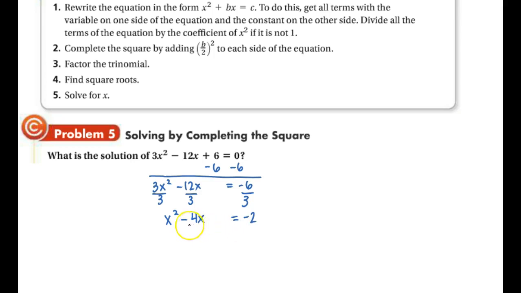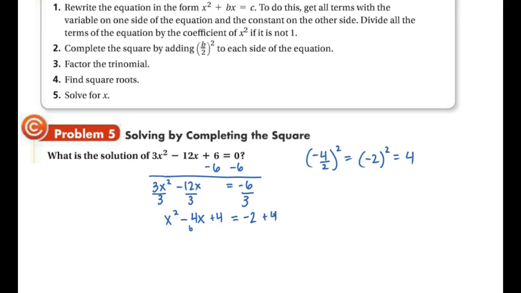The b value in this case is negative 4. I'm going to do this on the side. Negative 4 divided by 2, take the b, half it, and square it. The number inside is negative 2, and squared, that would be positive 4. So the number that we want to add to both sides is positive 4. So plus 4, plus 4.